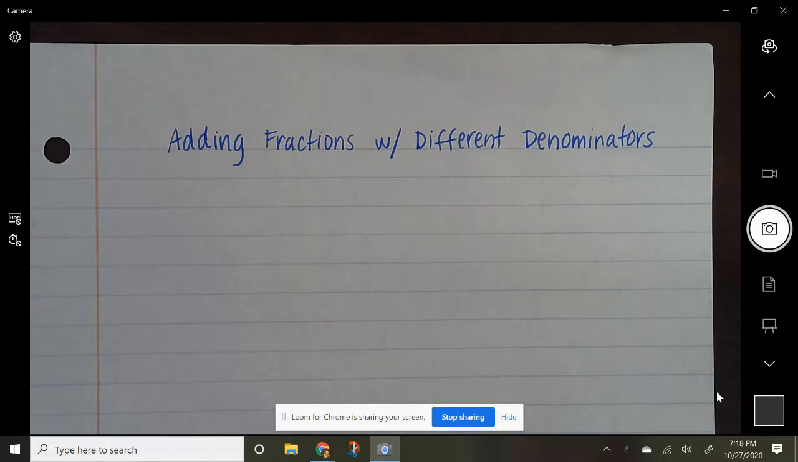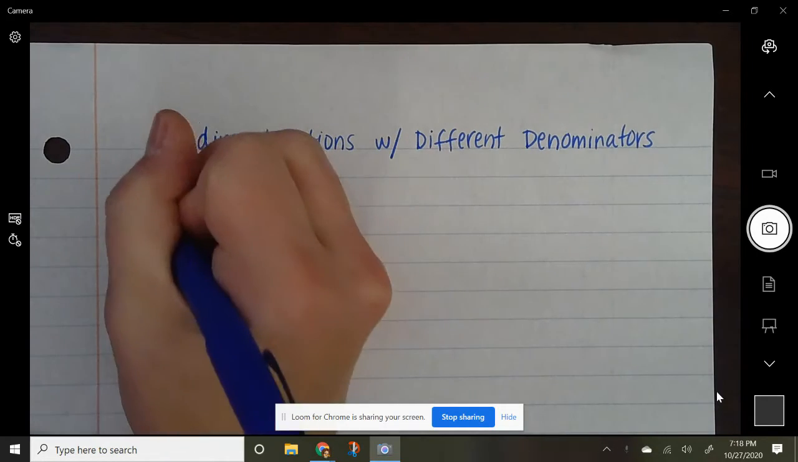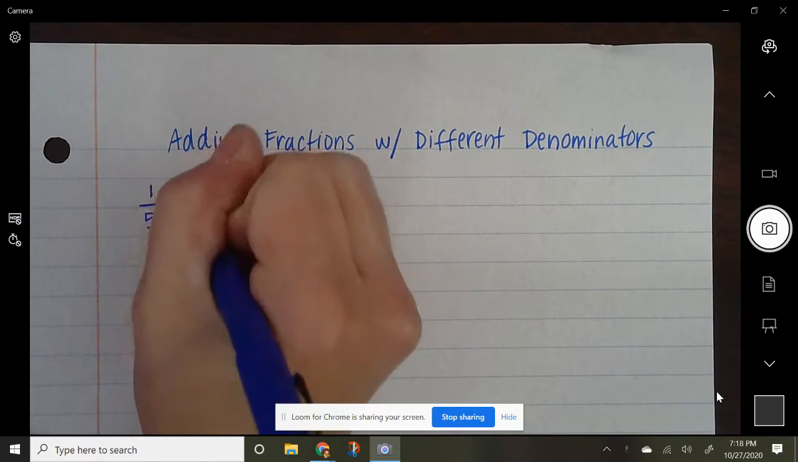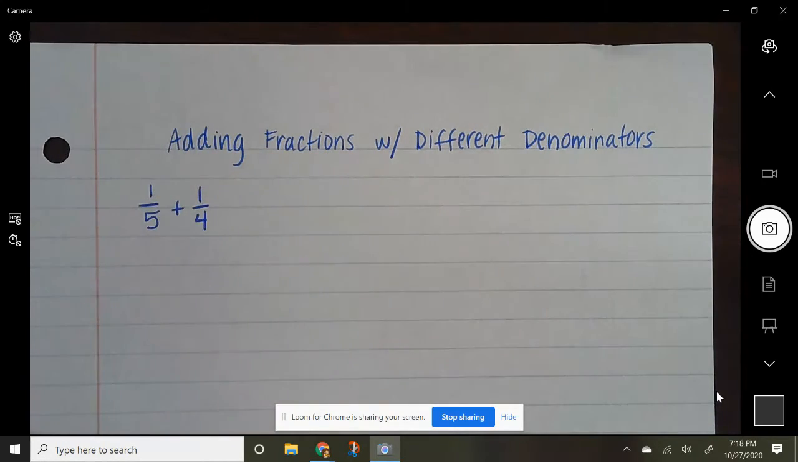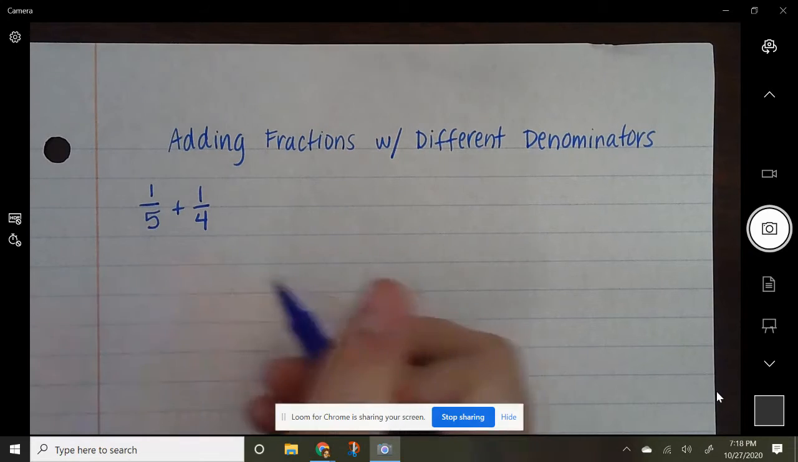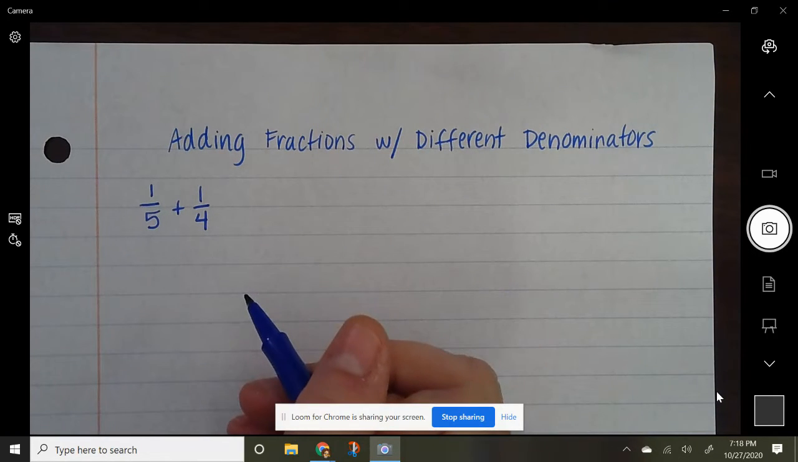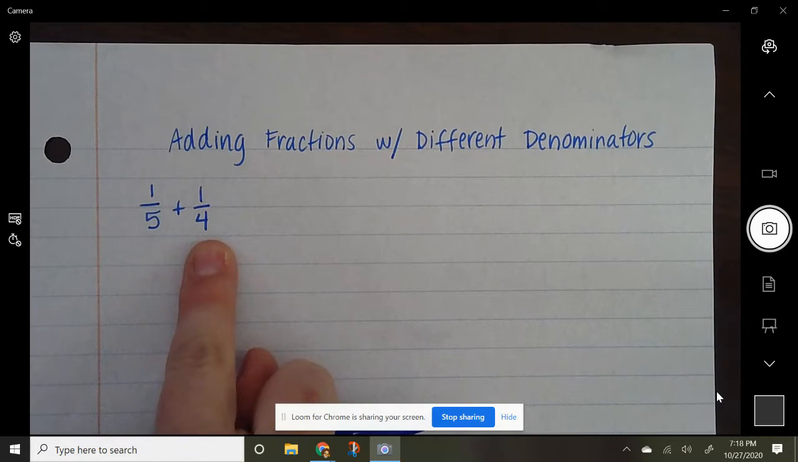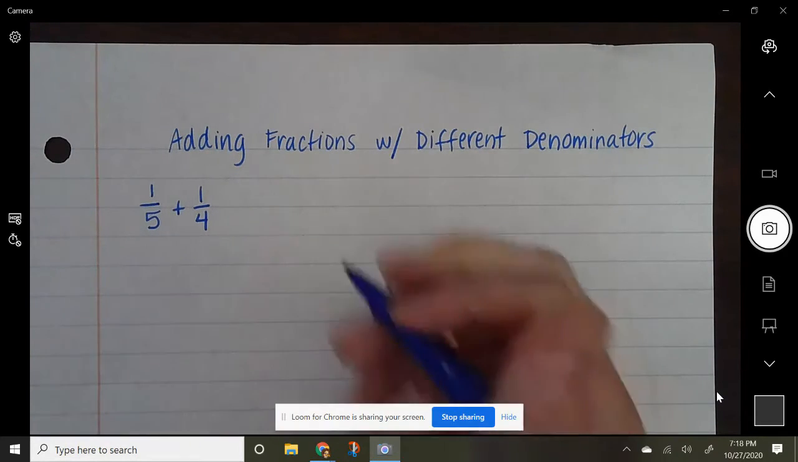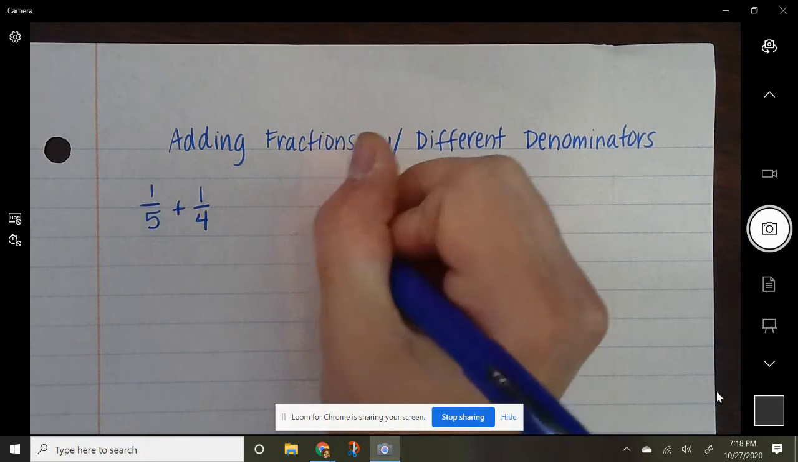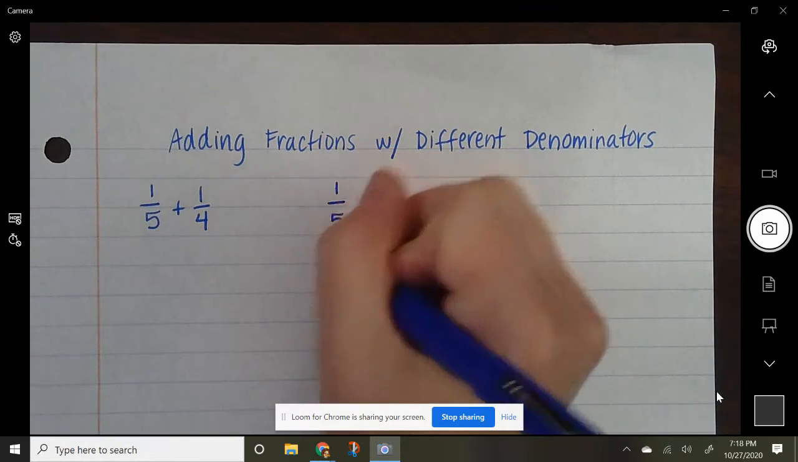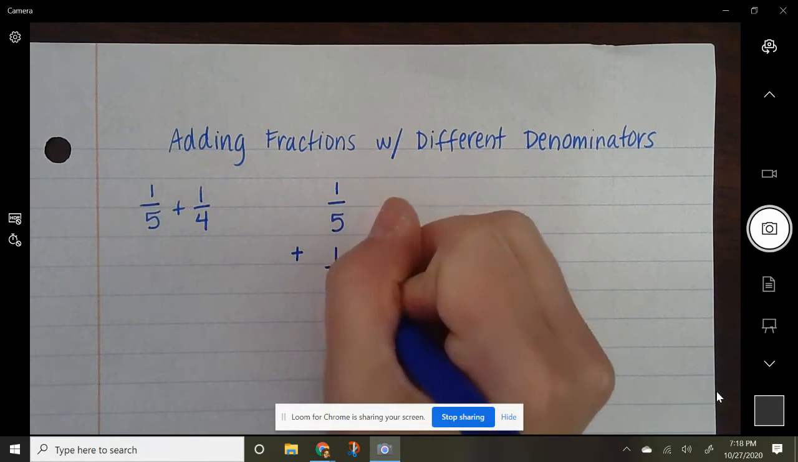I'm going to start with a pretty simple one. A lot of times you are going to see your problems written horizontally, meaning going across. I really do not like adding fractions going this way. I prefer to write them going up and down. So that's what I'm going to do first. I'm going to write it as 1/5 plus 1/4.